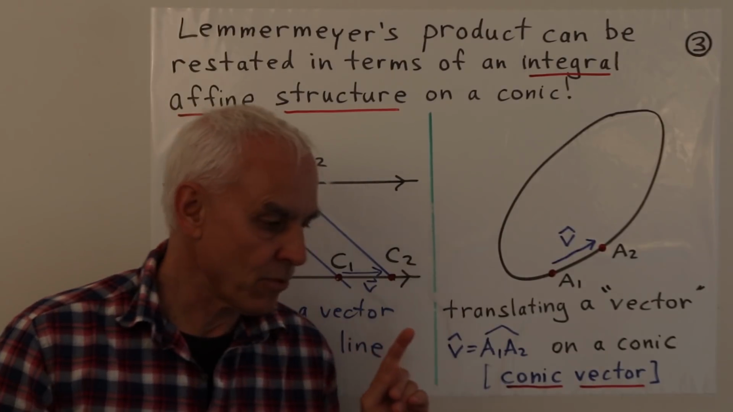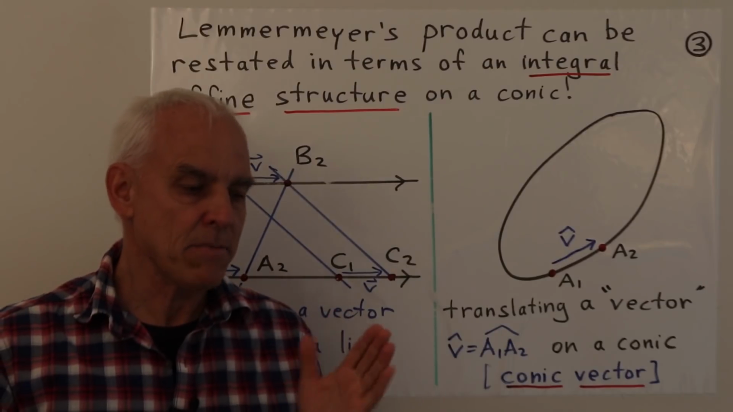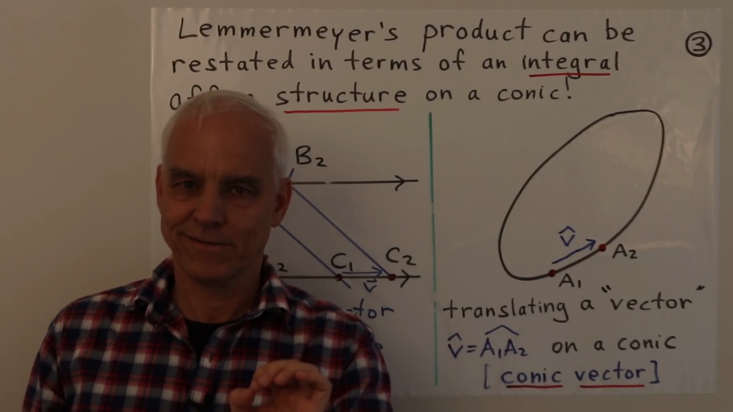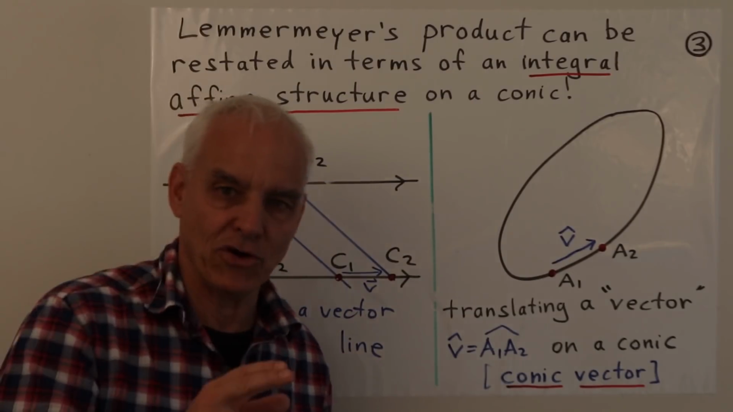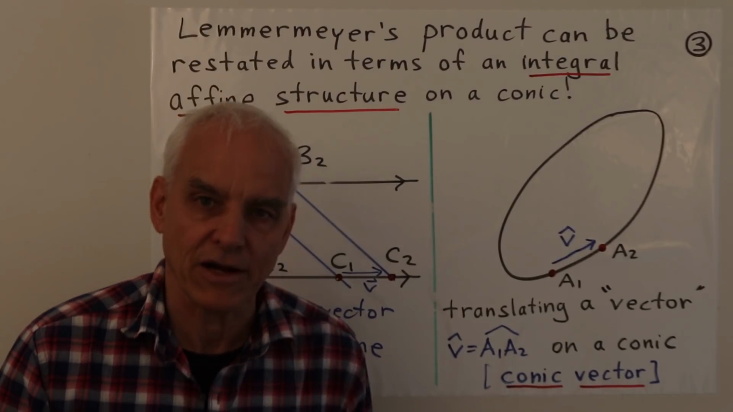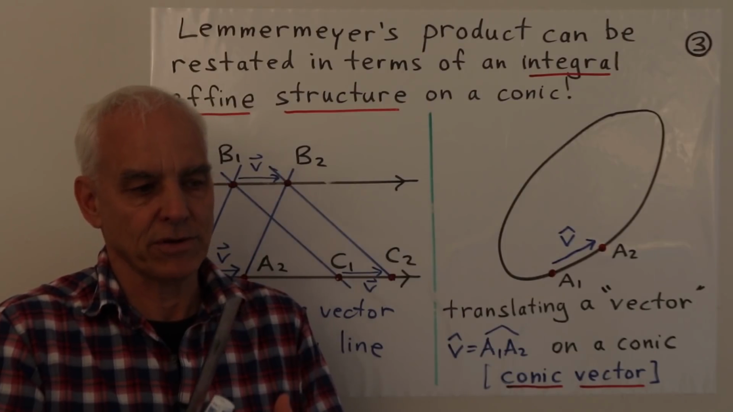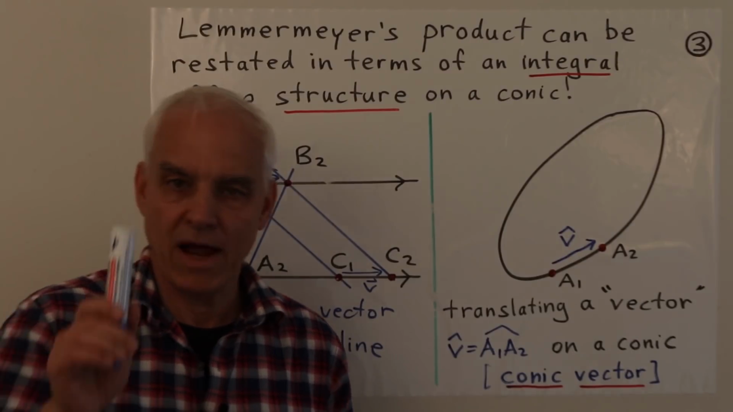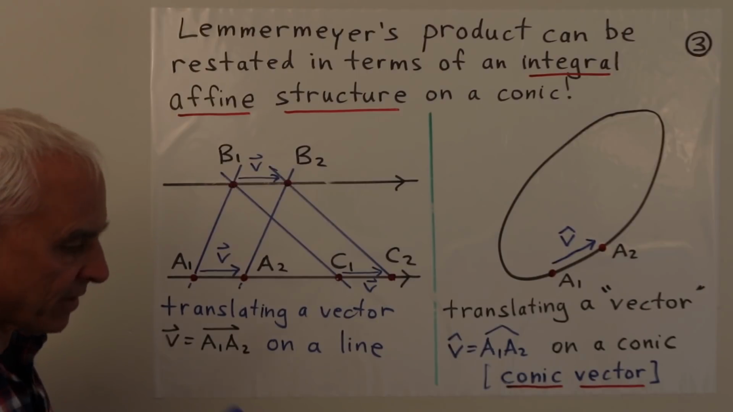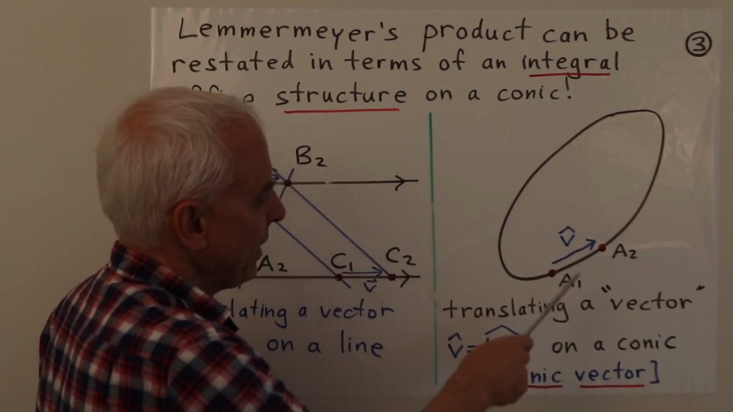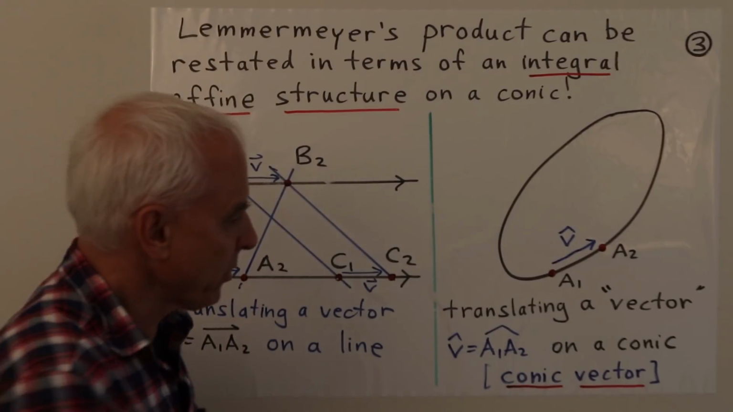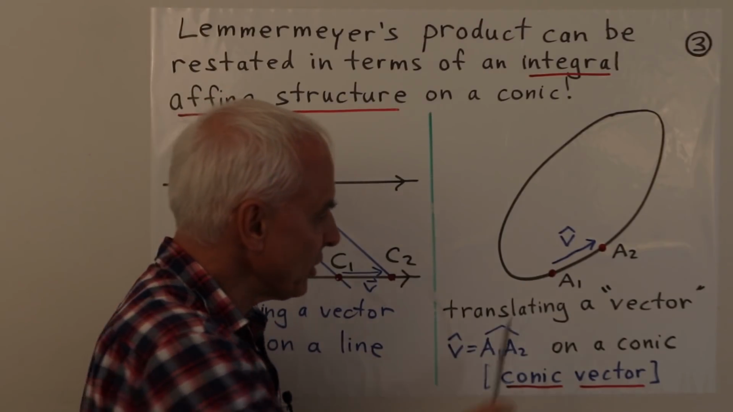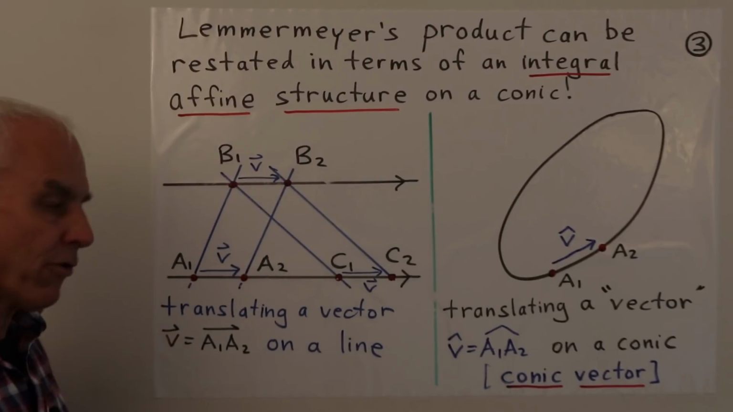Now I want to show you, quite interestingly, that the same kind of thing supports an affine structure on a conic. So there's actually a notion of a vector on a conic. Maybe we'll say a conic vector. And this conic vector arithmetic is such that we can add conic vectors and we can scale or multiply them by integers. So let me illustrate that with a diagram. Okay, so here's a conic, and here are 2 points, A1, A2. And we're going to regard these 2 points on the conic as forming a conic vector. We'll denote it with a V with a little hat instead of a little arrow.